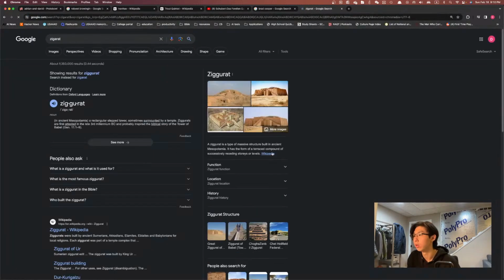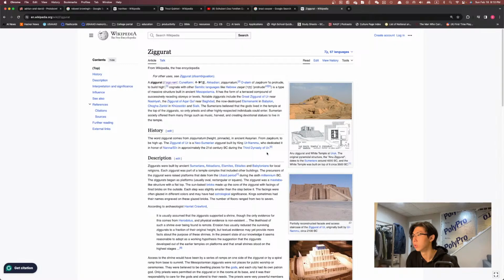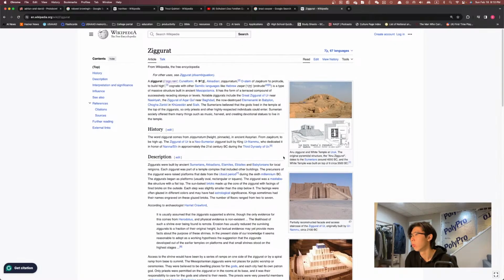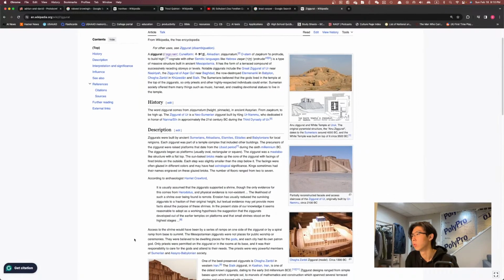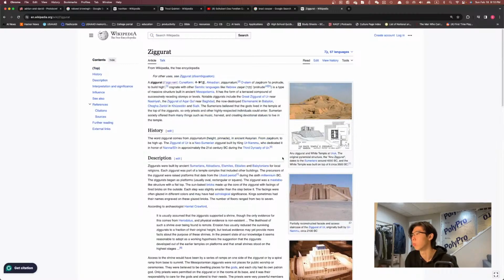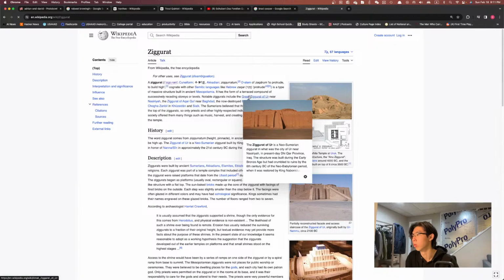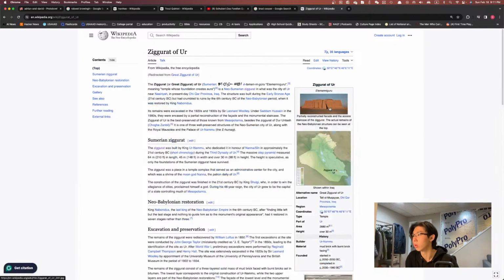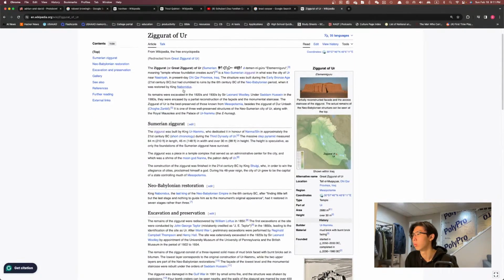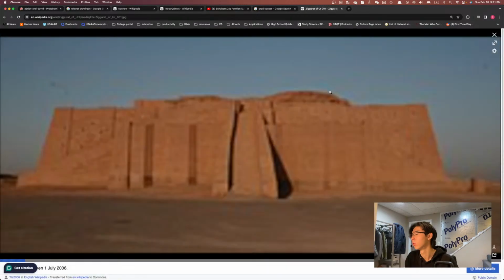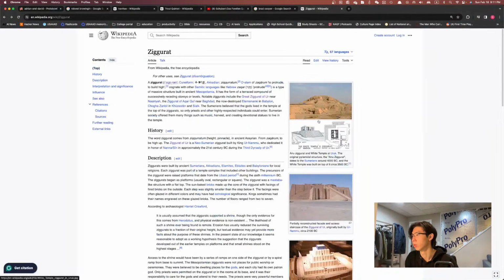What is a ziggurat? A ziggurat is a type of massive structure built in Mesopotamia. A terraced compound of successively receding layers. Okay. Sort of like a pyramid. Okay. The Great Ziggurat of Ur, which is where Abraham is from. Early Bronze Age, Neo-Babylonian period. Restored by King Nabonidus. Partially reconstructed. Oh, this is huge, yeah.